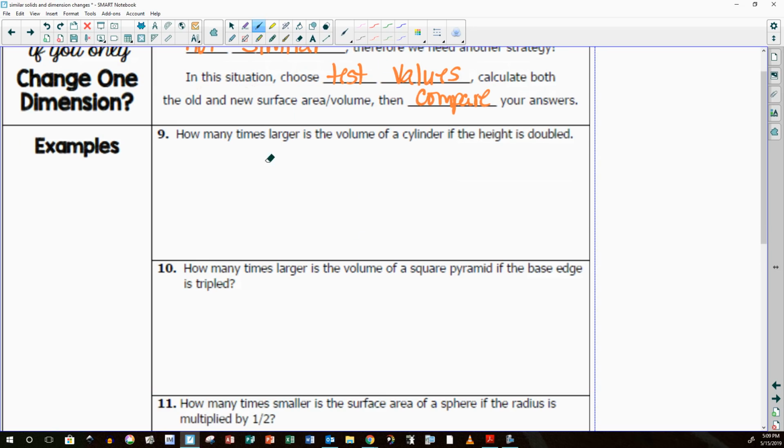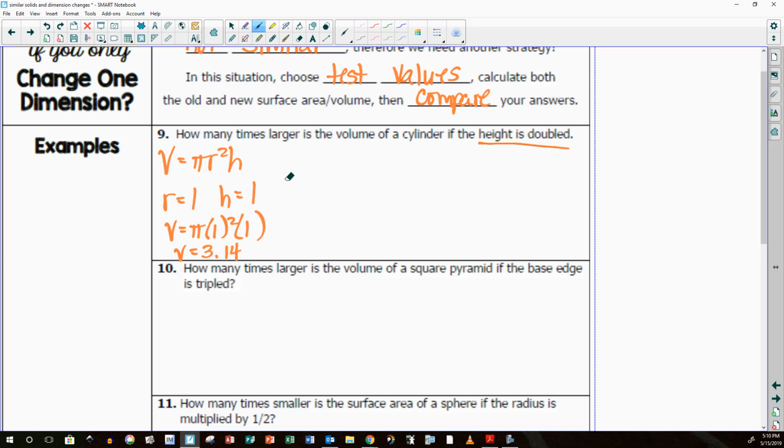So how many times larger is the volume of a cylinder if just the height is doubled? For example, we have a cylinder. Volume is pi r squared h, because we are still talking about volume, and this is the formula for the volume of a cylinder. It says to choose test values. So let's say the original radius is 1 and the height is 1. Obviously, you're going to choose easy numbers. So 1 squared is 1, 1 times 1 is 1, and 1 times pi is 3.14.